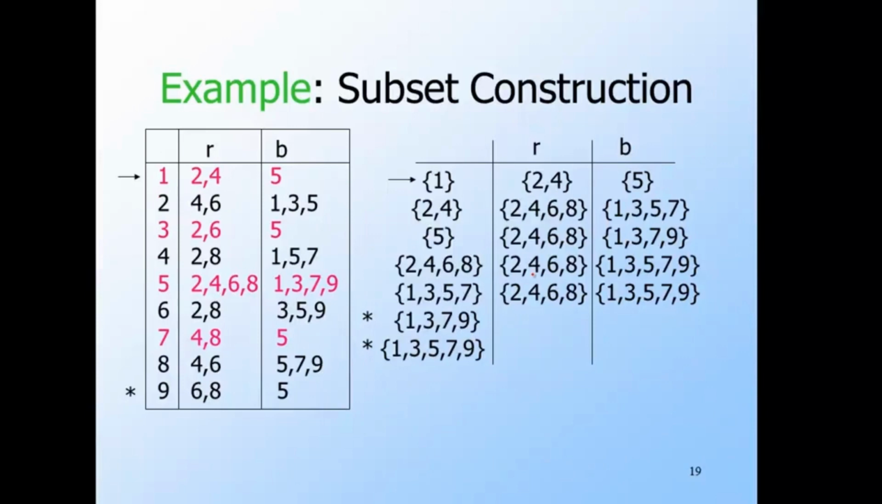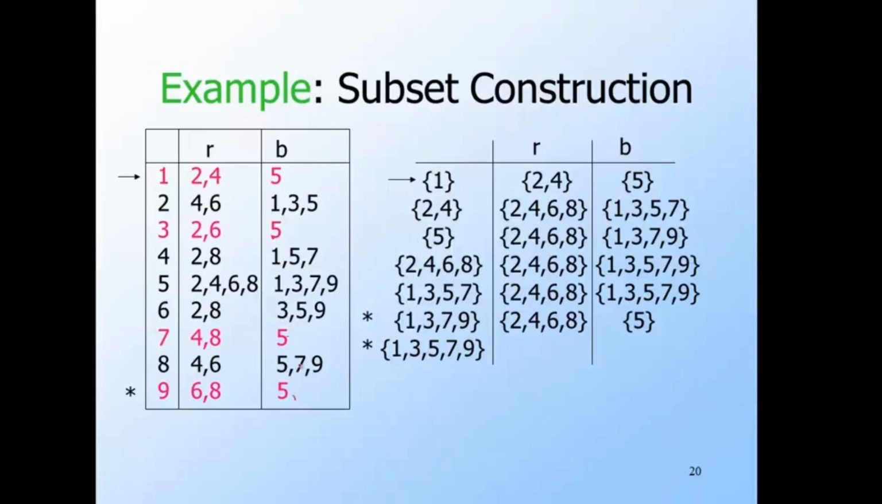You again get 2, 4, 6, 8 on R, and now you get 1, 3, 5, 7, 9 on B, and these are both states you've seen, so we add no new rows. For 1, 3, 7, 9, we just compute its entries. Perhaps the only interesting thing is that on a B, all of 1, 3, 7, and 9 go to only B, so only 5 on B.